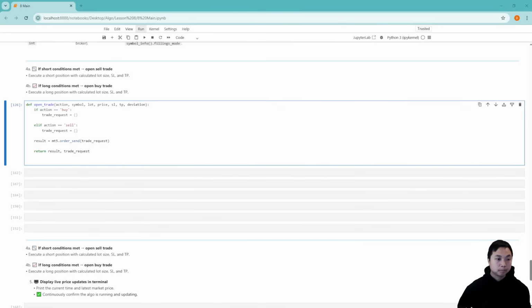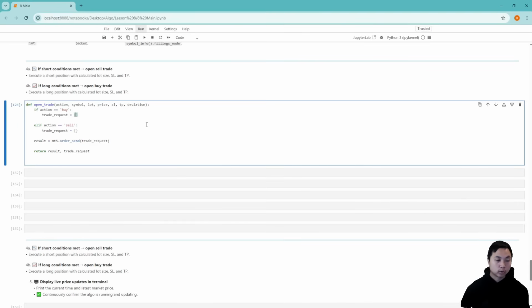Here are the few parameters that we will pass to this open trade function. The first one is whether or not we're going to buy or sell, that is the action. And then the second one is the symbol, that is the trading instrument that we are going to execute. And then the lot size, the price, the execution price, and then the stop loss, take profit distance, and also the deviation. And then let's handle the buy scenario first.